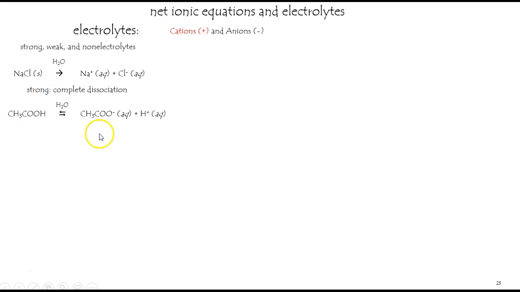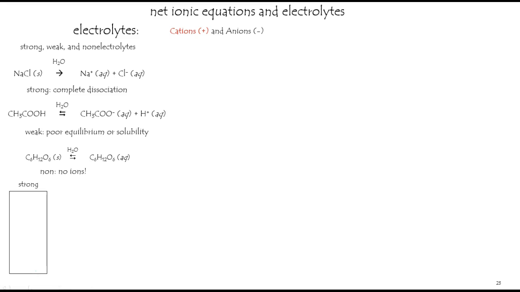Acetic acid, not so much. With a Ka of 10 to the minus fifth, most of it stays undissociated. That's why it's a weak acid. We also can call it a weak electrolyte. Sugars, on the other hand, like sucrose here, will dissolve completely, and yet nothing falls apart. There's no ions that form. Therefore, it's a non-electrolyte.